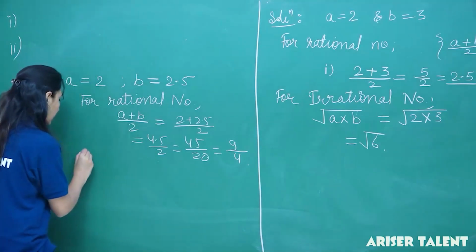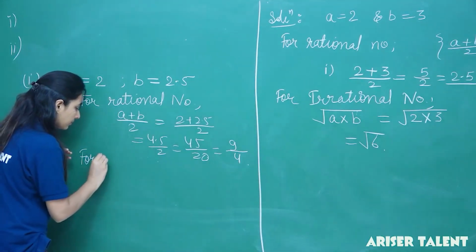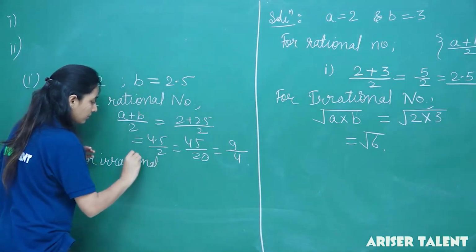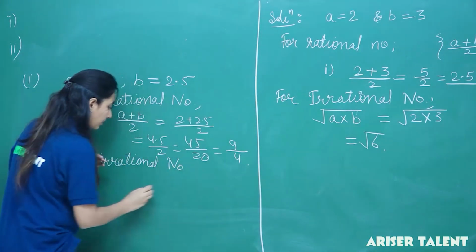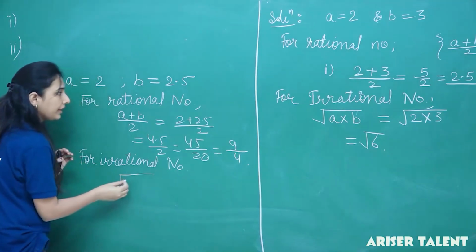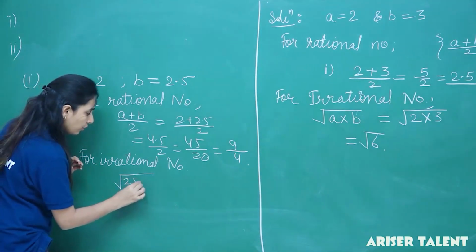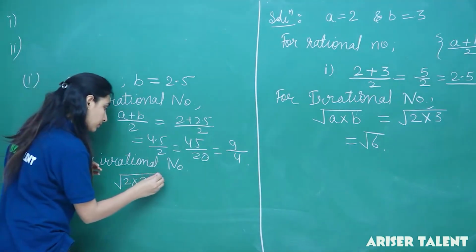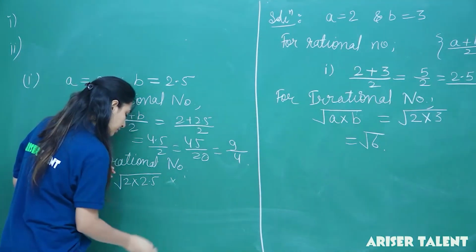Now for an irrational number, that will become root of a times b. Now a is what? 2 and b is what? 2.5. It will become what?